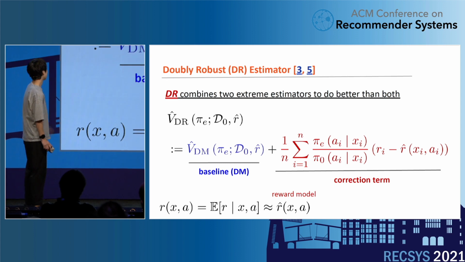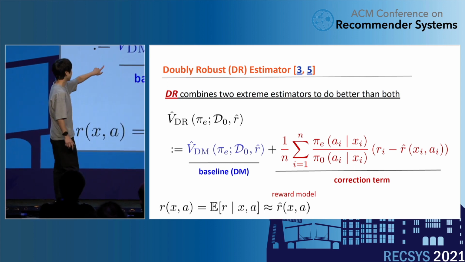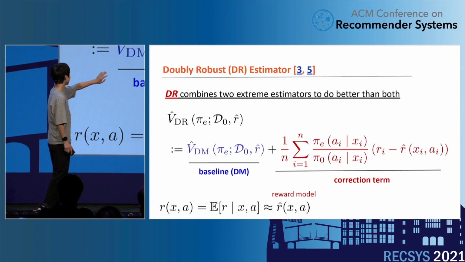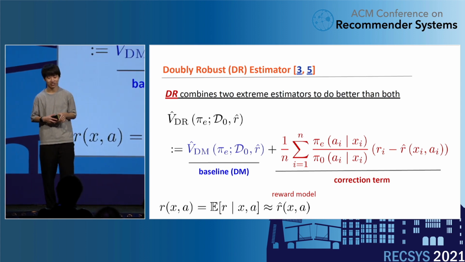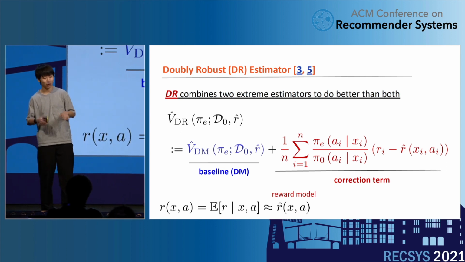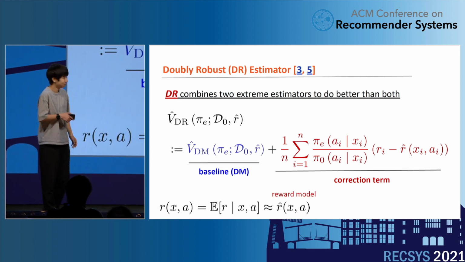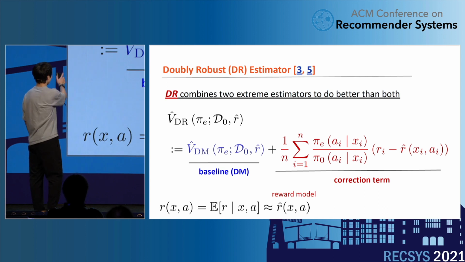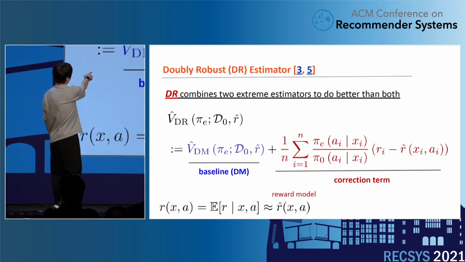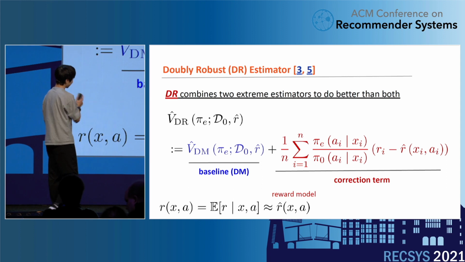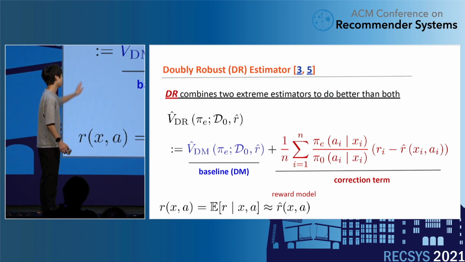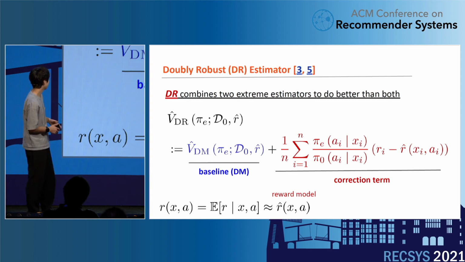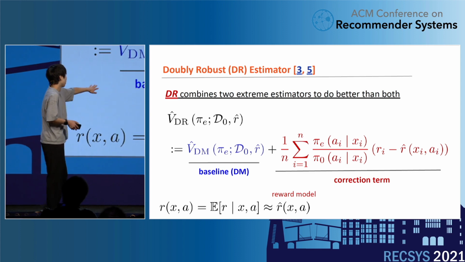Let's look at the definition. We basically have two terms, the first term and the second term. The first term is just the direct method, the model-based one of the two extreme estimators. Let's put the direct method as a baseline here. The good point about the direct method is that it has very low variance by using the reward predictor, R hat. But it could have huge bias, depending on the quality of the reward model.